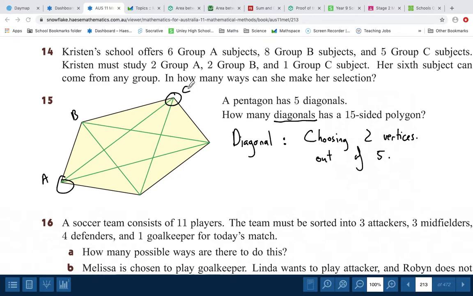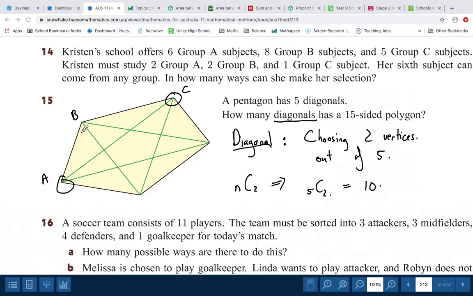Well, the formula is going to account for the fact that I could choose CA, right? So the formula's not going to worry about the CA once you've chosen the AC. Order doesn't matter. We know how the formula divides by r factorial, and so order won't matter. So n choose 2. That chooses all the diagonals, doesn't it? In our example, it would be 5 choose 2. But if you put that into the calculator, you're going to get 10. And clearly there's only 5 diagonals.